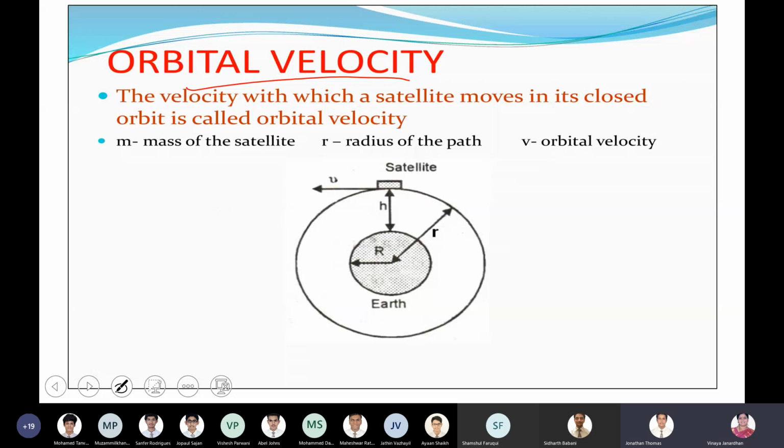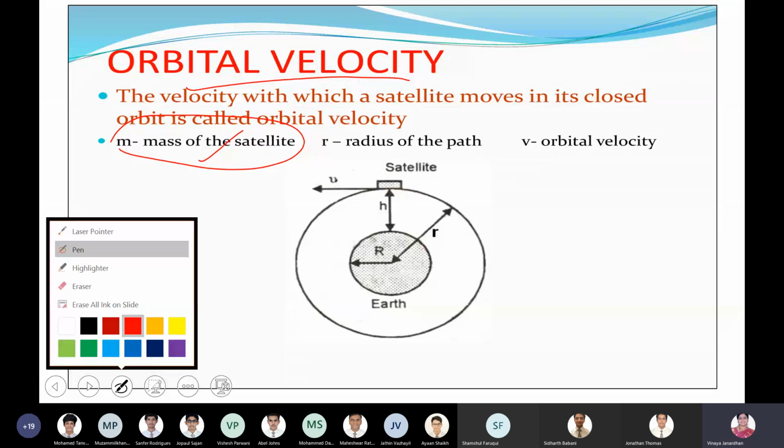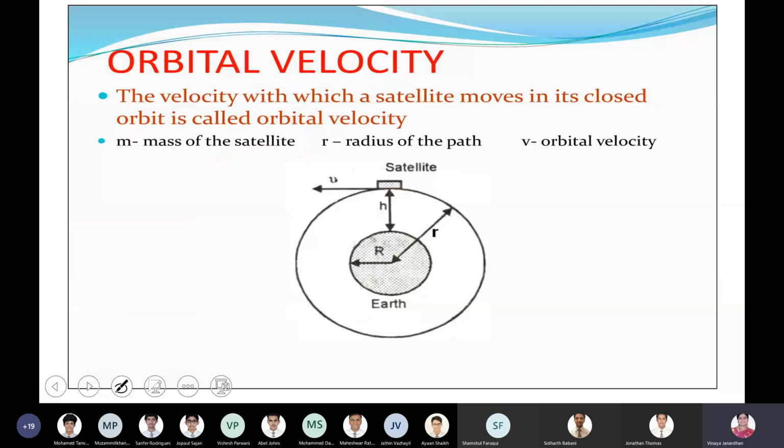Okay. Let us see whether your orbital speed is going to be the same. Does it vary with the mass of the satellite? Do you think the orbital velocity is going to change with the mass of the satellite? Does the mass play an important part? No, ma'am. Let us see that. Boys, please start writing the statement. Orbital velocity: the velocity with which a satellite moves in its closed orbit is called the orbital velocity.